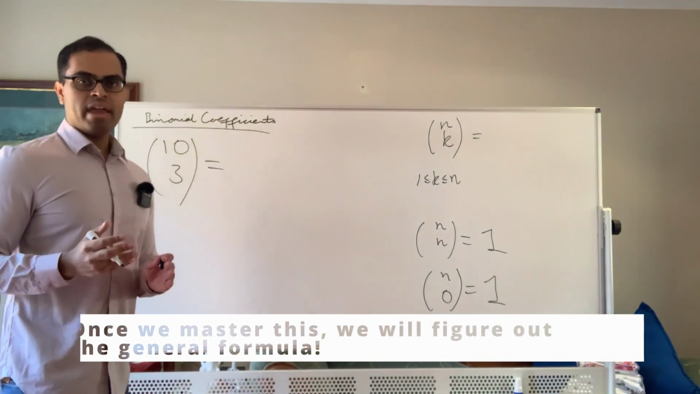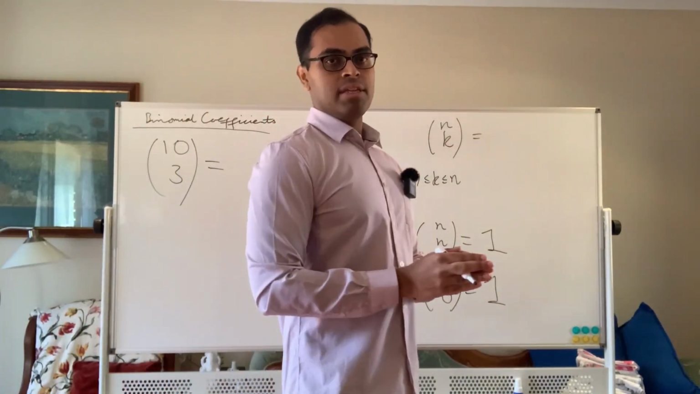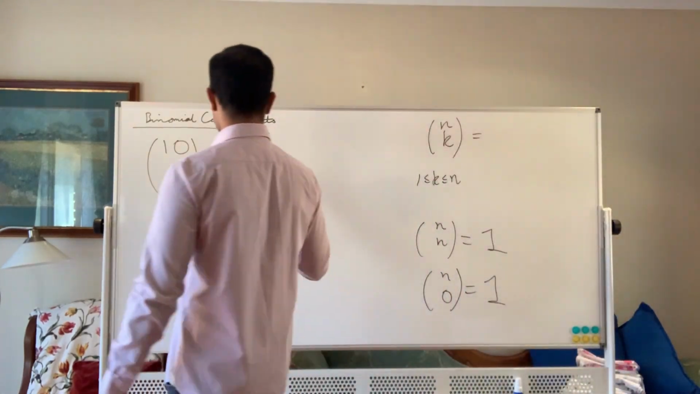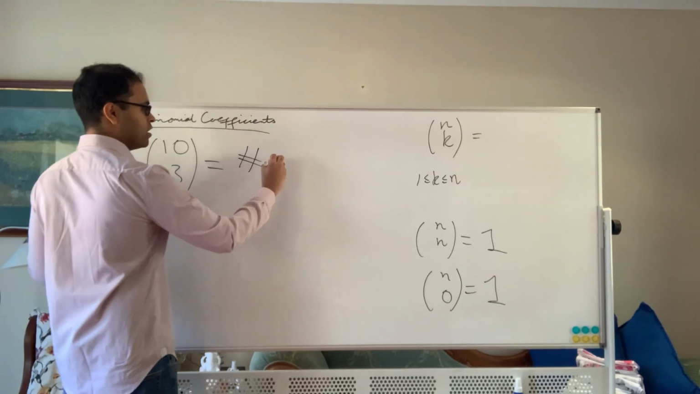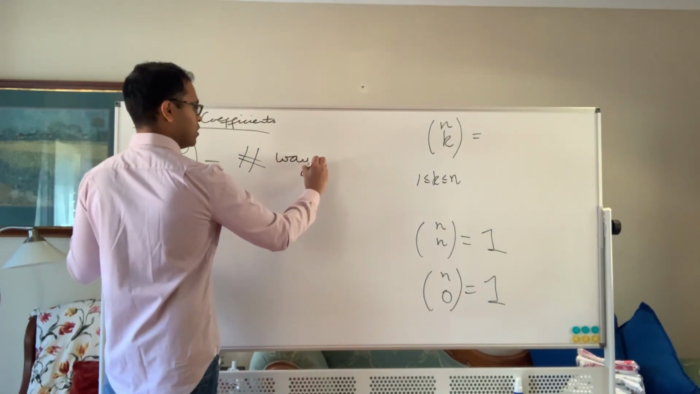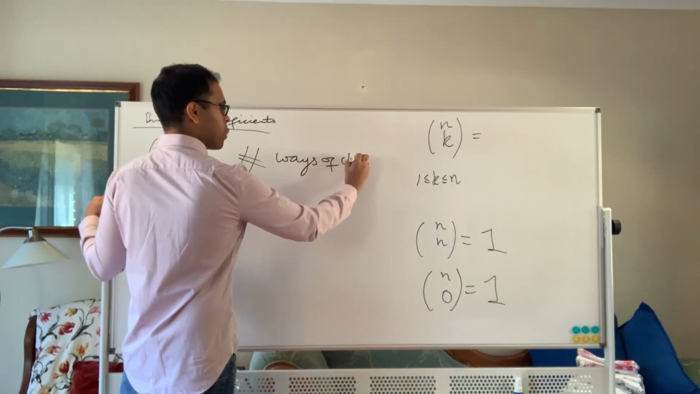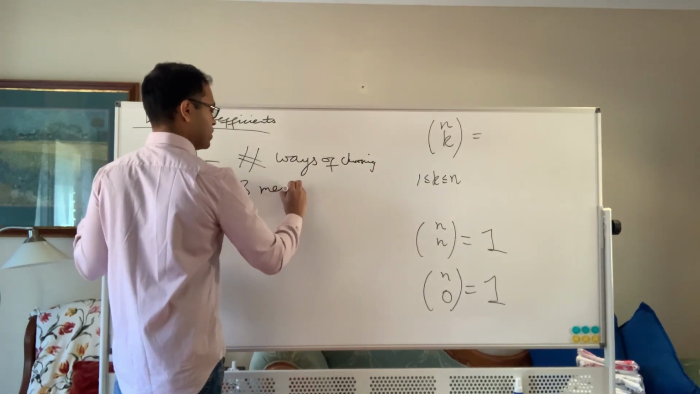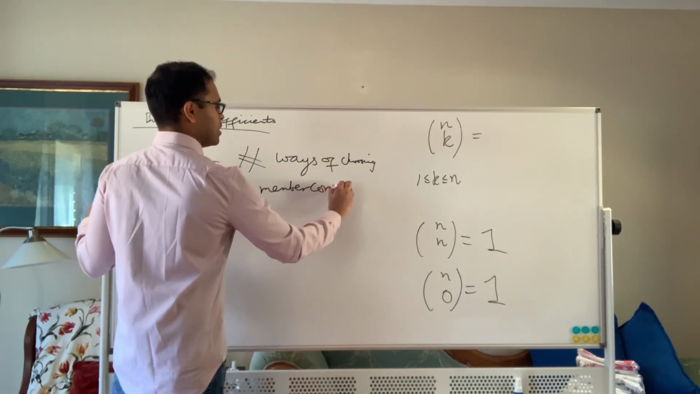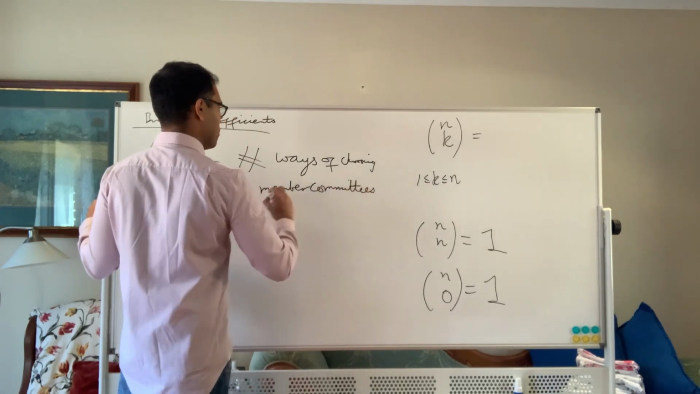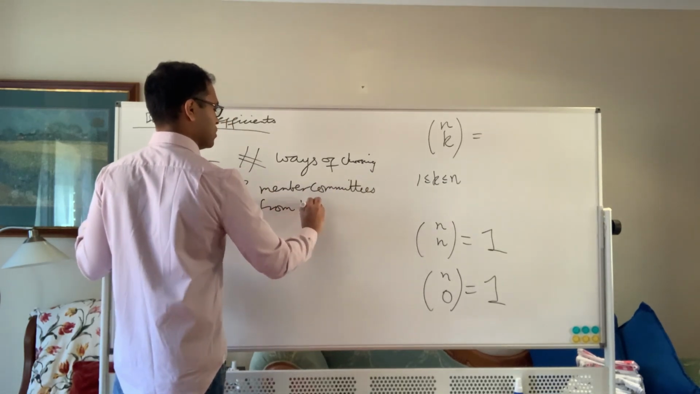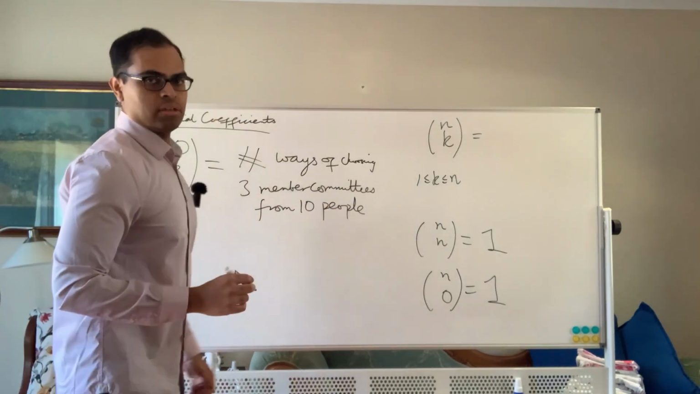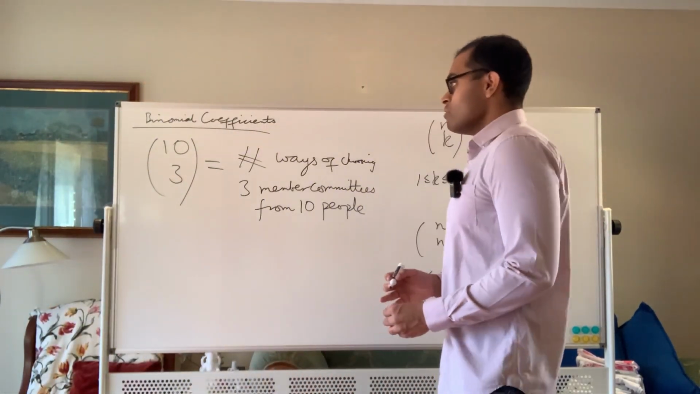This is the number of ways of choosing 3-member committees from 10 people. That's what it is. So I'm going to write: number of ways of choosing 3-member committees from 10 people. That is what 10 choose 3 is going to be. Now, how do we work this out?